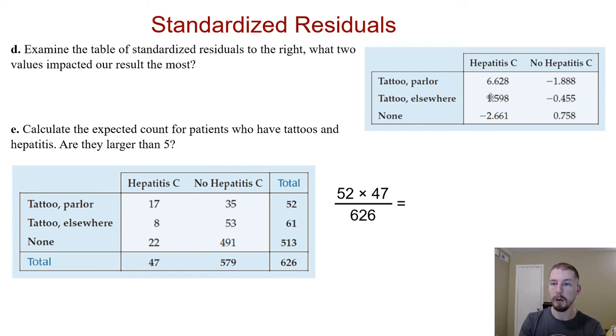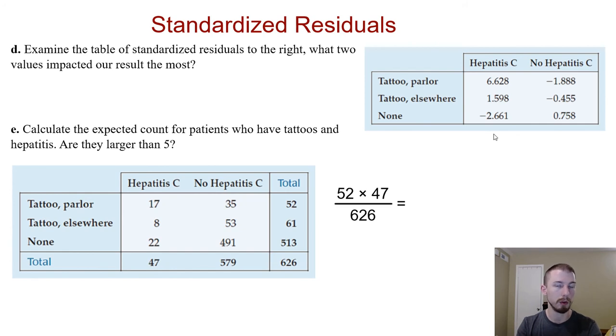All right, so here we go. Which one was the most impacted? Okay, so a vast overrepresentation of 6.6 standard deviations of those who had tattoos from a parlor that had hepatitis C. Oh my goodness, that is very suspicious. And the second most would be a vast underrepresentation of those who did not have tattoos that had hepatitis C. So there were far less than we would have expected among those who did not have tattoos that had hepatitis C. So it looks to me like there's a strong association between, at this point, even just having a tattoo and having hep C. So that's interesting.